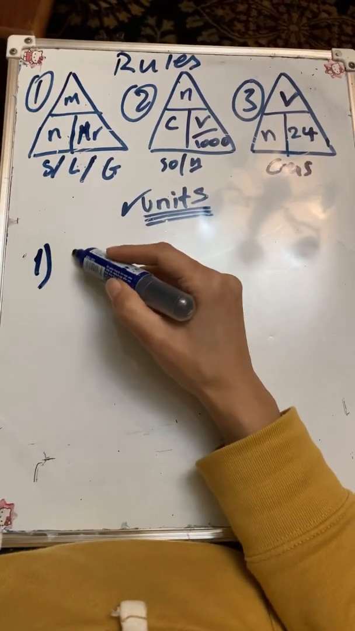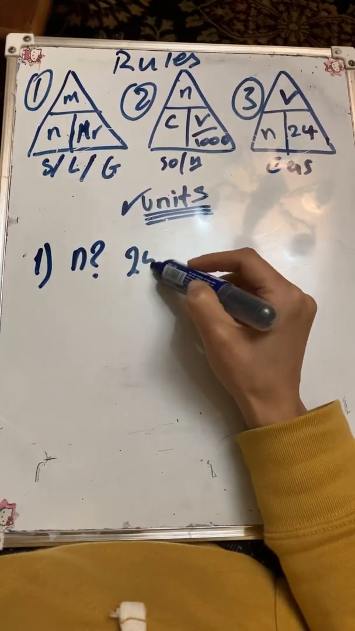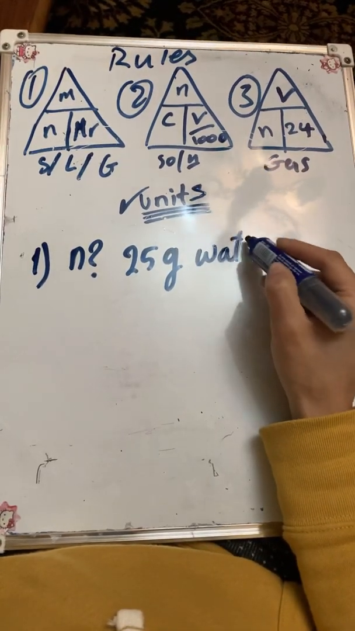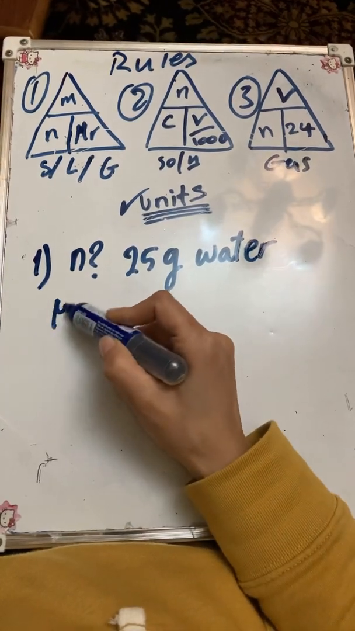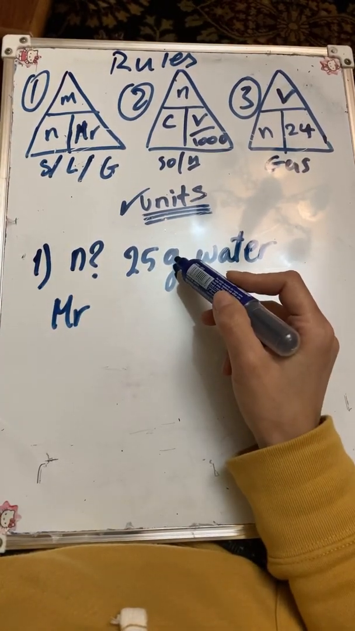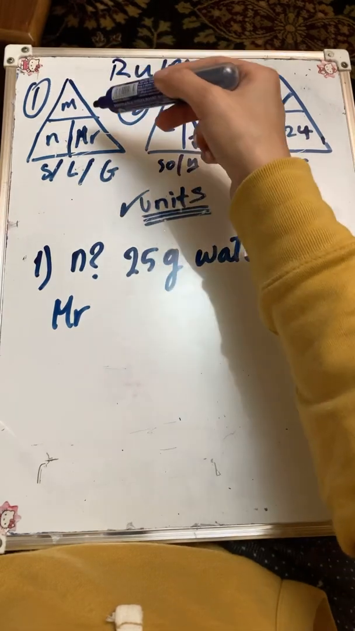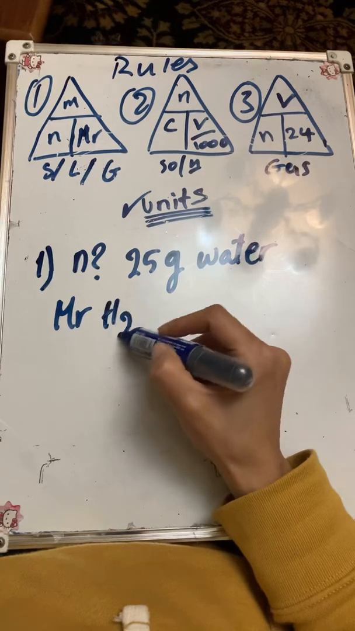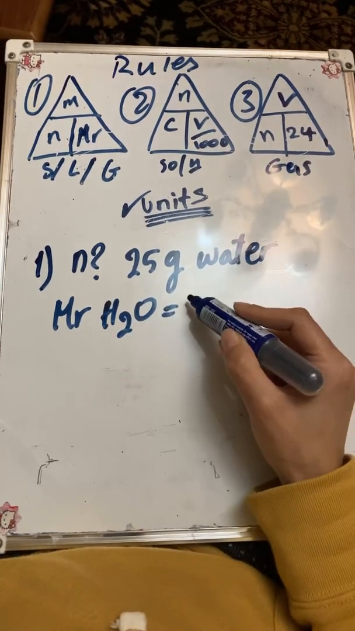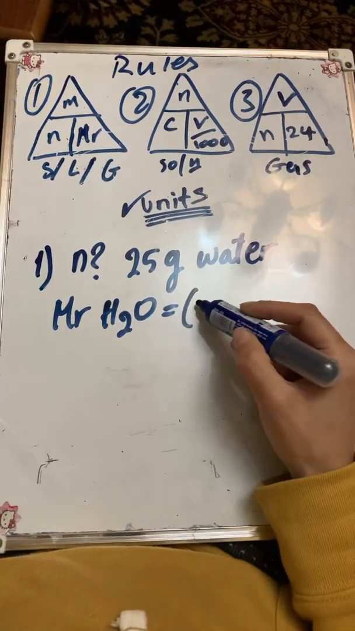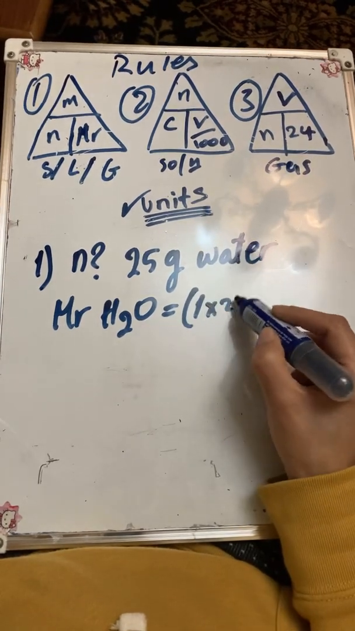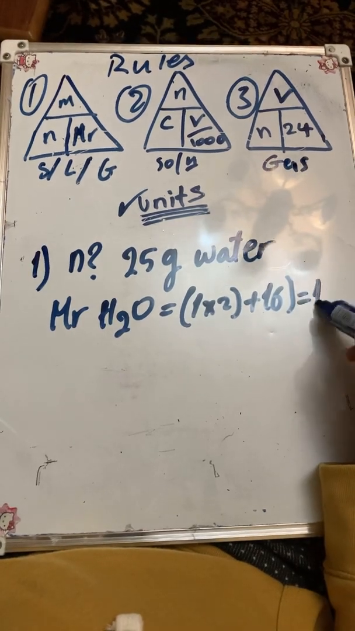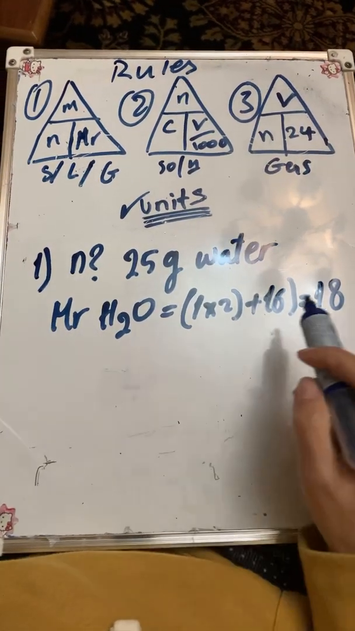How many moles are in 25 grams of water? So I see grams, I directly go to rule number 1 because it's the rule that contains the mass, and grams is a unit of mass. So calculate the MR of water, which is the mass of hydrogen is 1, we have 2 atoms, plus oxygen 16. So this will give me 18. So now the MR of water is 18.